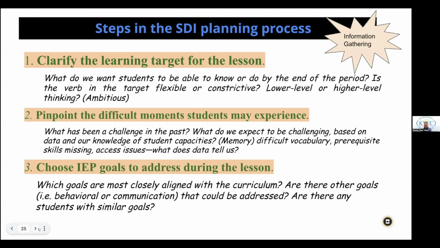So when we clarify the learning target, what do we want our students to be able to know by the end of the period? Is the verb that we're using flexible or constrictive? Now, the Andrew case taught us that our goals need to be ambitious. We need to be moving students to higher order thinking. If we're always stuck on identifying things and recalling things from Bloom's taxonomy, we need to think about how we can clarify our learning targets, make them accessible, but also build some ambition into those learning targets.